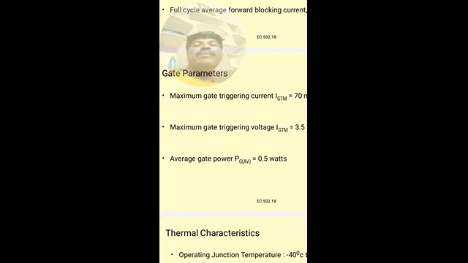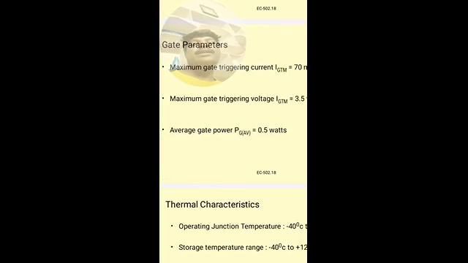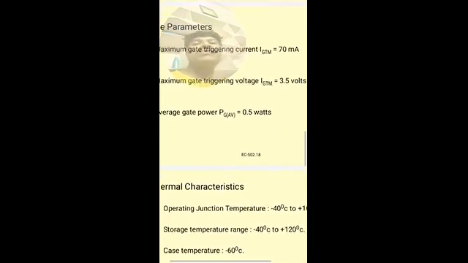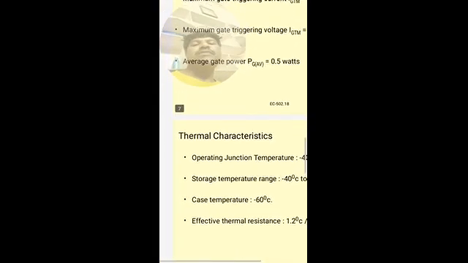And coming to the gate parameters, maximum gate triggering current is 70 milliamperes. Maximum gate triggering voltage is 3.5 volts. We should not exceed that voltage. Average gate power is 0.5 watts.